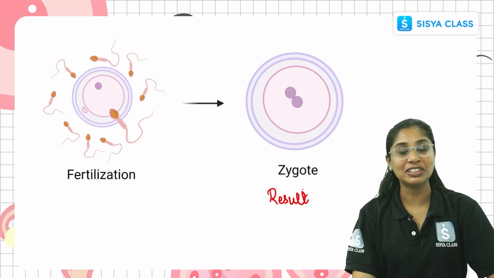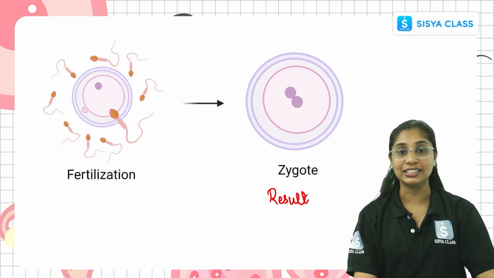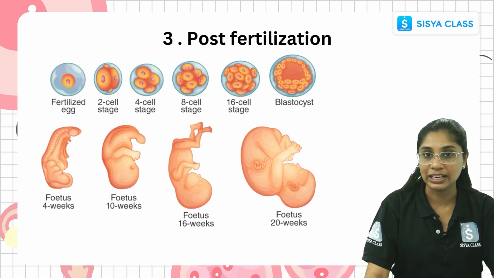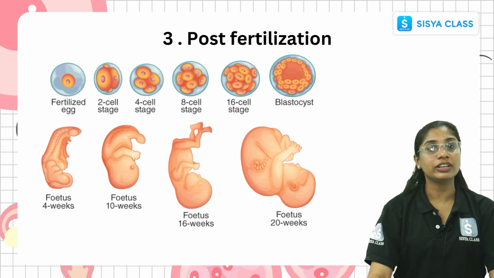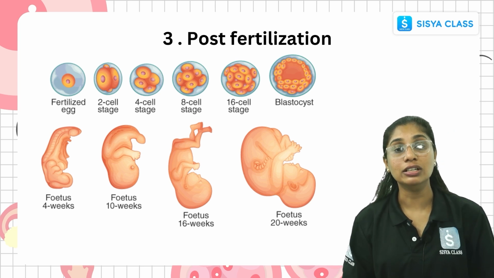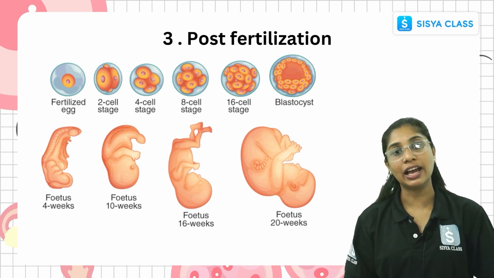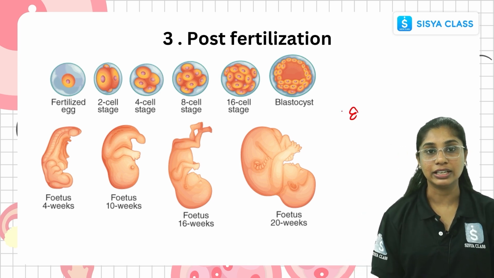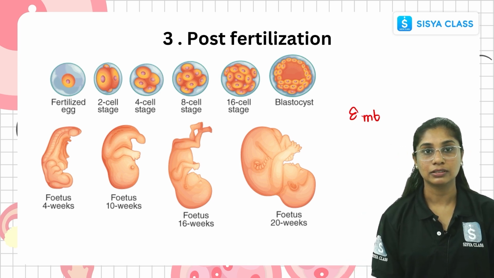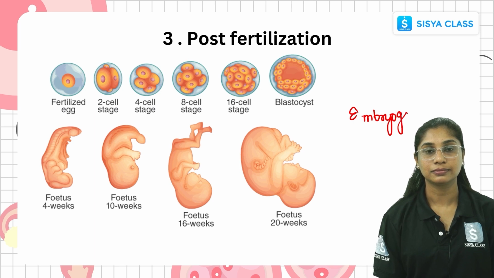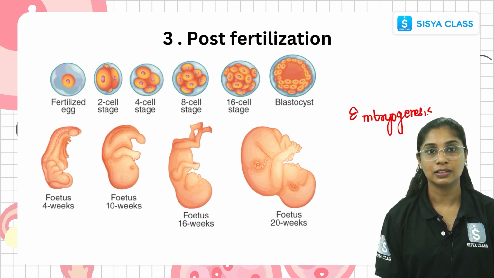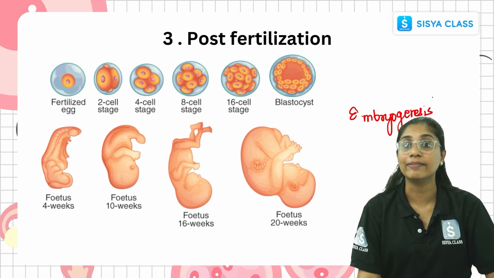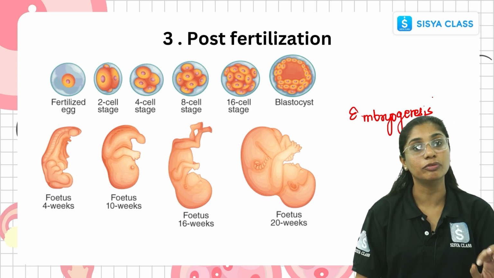And moving on to the third stage, after fertilization come the post-fertilization events. So post-fertilization events involve implantation, cleavage, and development of the embryo. So it involves embryogenesis. What is embryogenesis? It is the development of the embryo in the womb.